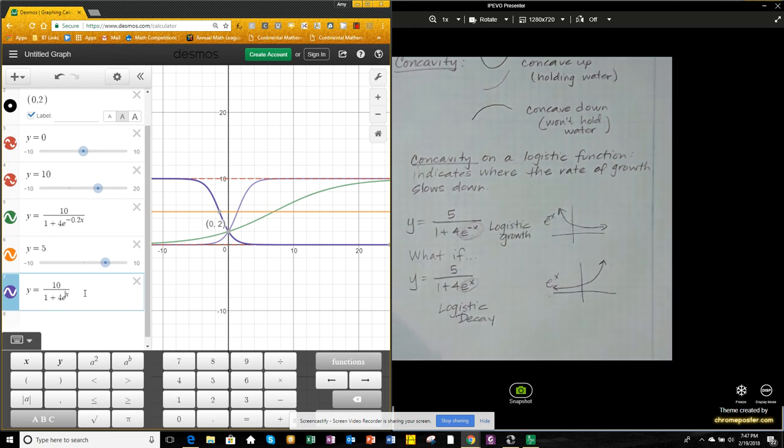Okay, so try your shot at the homework on exponentials and logistic functions. And you can graph logistics pretty simply by knowing the carrying capacity and the y-intercept, and you'll know the point where concavity changes, and that's at the halfway point between zero and its carrying capacity.